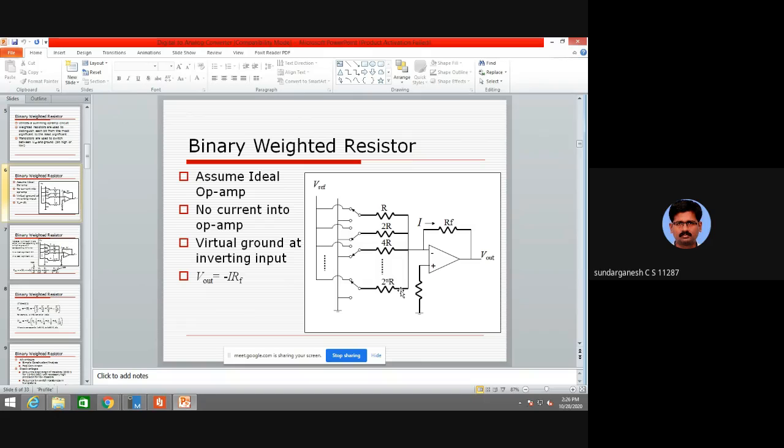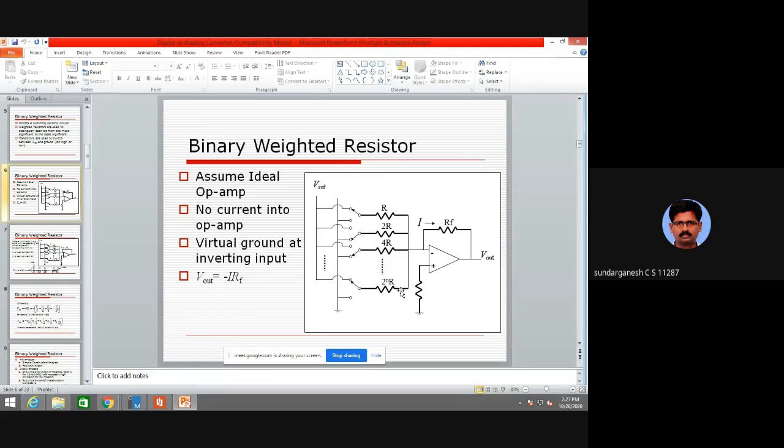If you look at the diagram, there is a comparator and a feedback circuit. For every resistor, you have a switch. Either it is connected to V reference or to ground. If it is connected to V reference, the bit is high. If it is connected to ground, the bit is low. The resistance values increase in order: the first bit R, the next bit 2R, then 4R, 8R, 16R and so on.